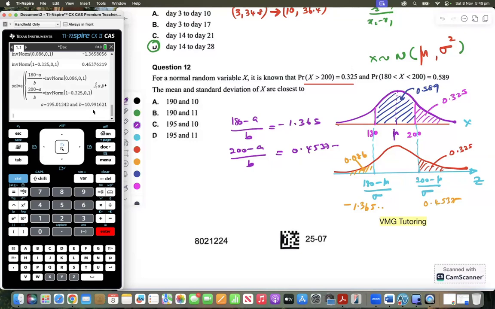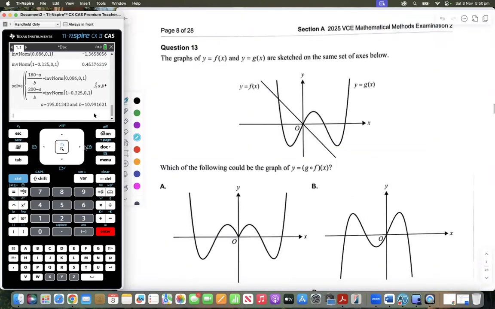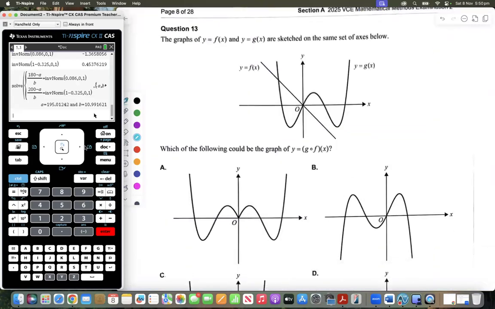These are the two values. The first one is 195. The second one is 10.99, which is 11. So my answer should be 195 and 11. So A is 195, which is the mu value. Mu is 195 and sigma is 11. Okay, this is the answer. Took some time. Could have done easier. Okay.